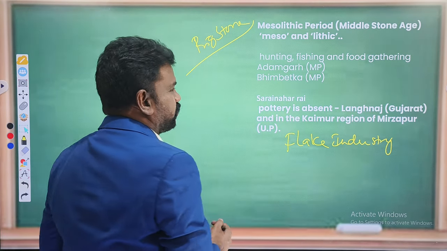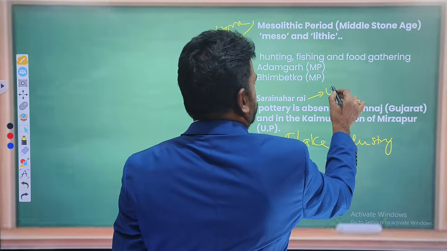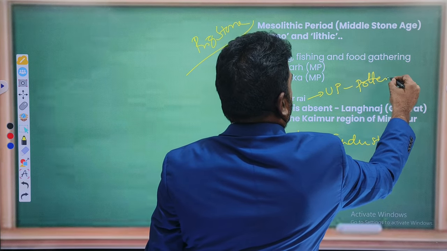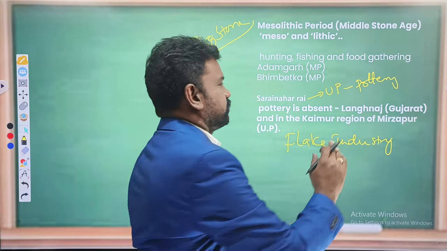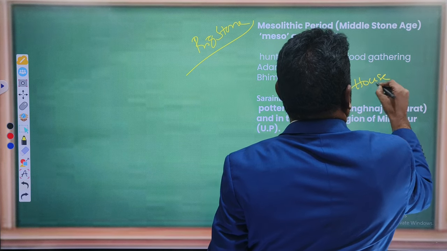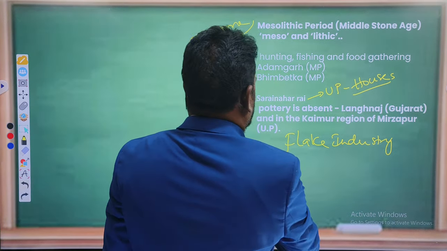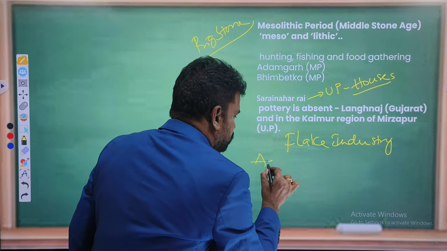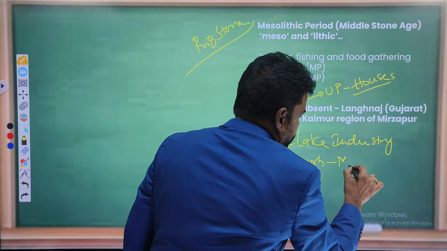Flake industry was found at Sarainahar, in UP. Pottery was found here for the first time. The earliest houses were also found at Sarainahar, and at other places like Adamgarh, which is situated in Madhya Pradesh.